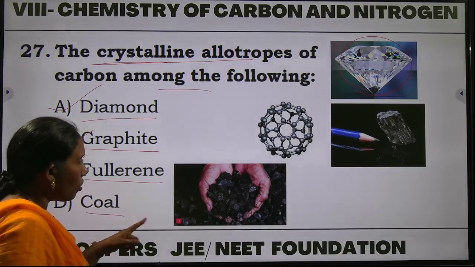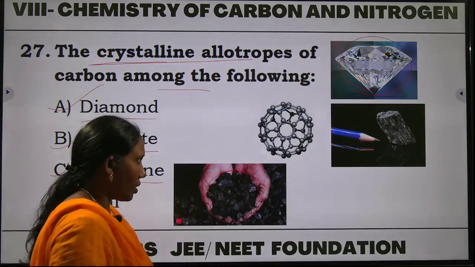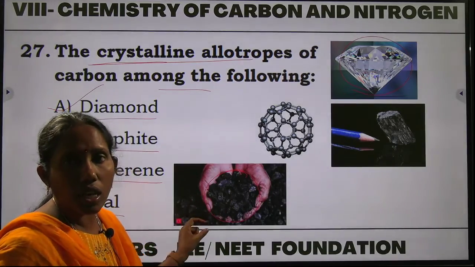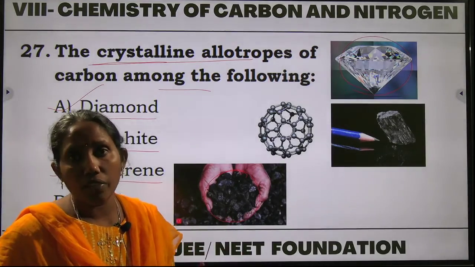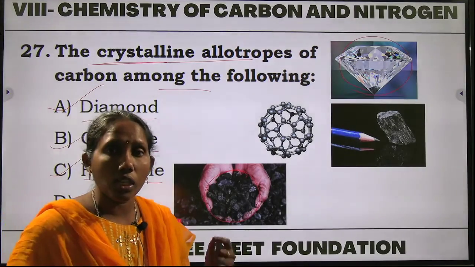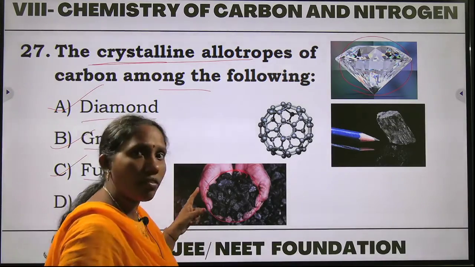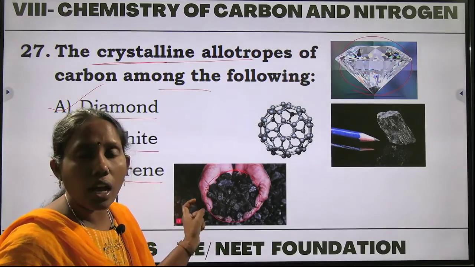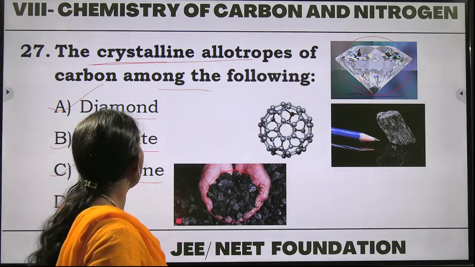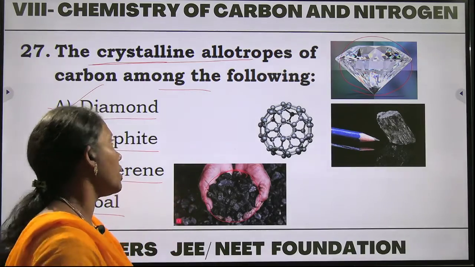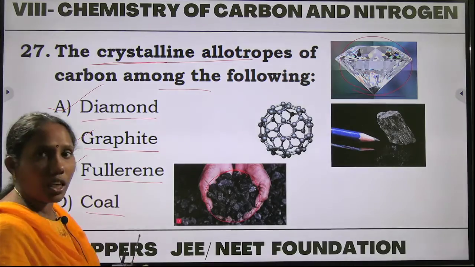And comes to the coal. Coal is this. It is not a crystalline form, right? It is not the crystalline form. What will be the crystalline form? Or salt, or table salt daily we will use in our kitchen, right? That salt is in crystalline form, like that it should be. But coal is not a crystalline form of the carbon, but coal is the allotrope of the carbon. Okay, but our question here, the crystalline allotropes of carbon among the following is. So I will go with the A, B, C options, not with the D option.